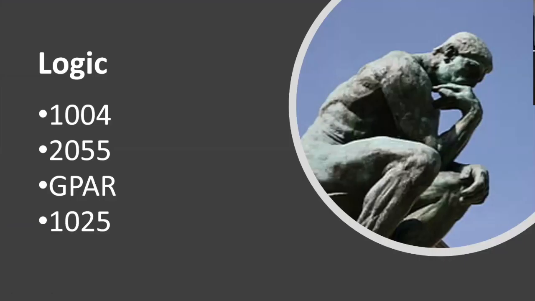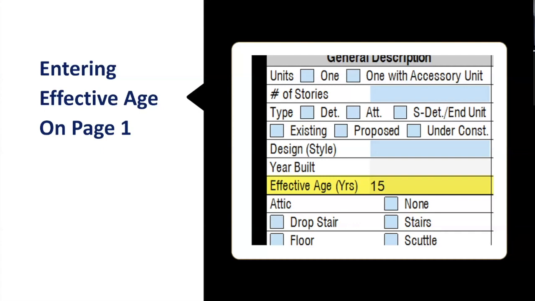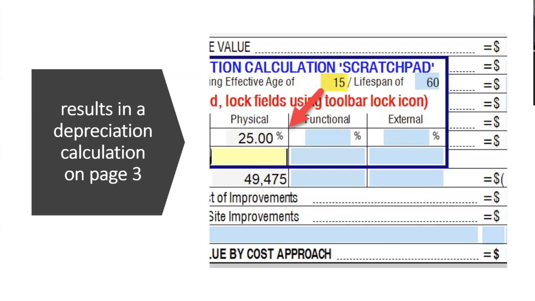So the logic of the 1004, the 2055, the G part, the multifamily, all of these have the same logic as far as how we handle depreciation. So we're talking about depreciated cost. First, we're going to talk about the depreciation half of that. When you enter effective age on page 1, right over here, effective age, it results in a depreciation calculation on page 3.